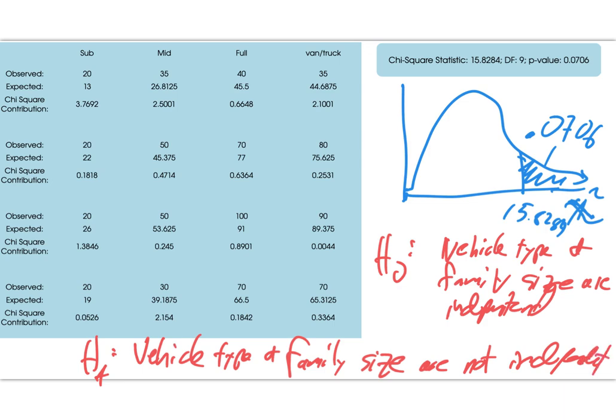Just like when we do hypothesis tests for not equal to, this is just not whatever that is. If we say this is something, then this is the not thing. So they're not independent. So there's not enough evidence. There is not enough evidence to suggest that vehicle type is not independent of family size. It means they might be independent, but there's not enough evidence to say it's not independent.